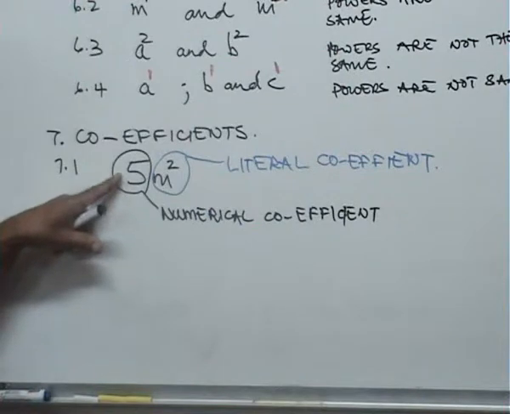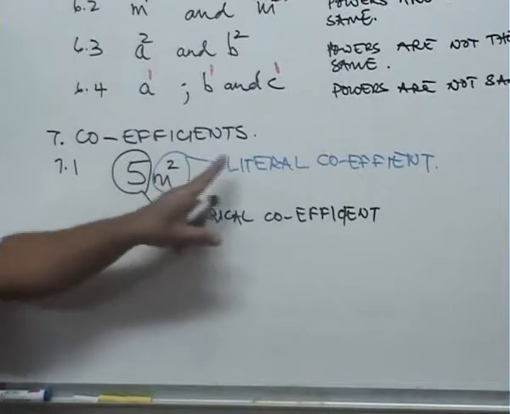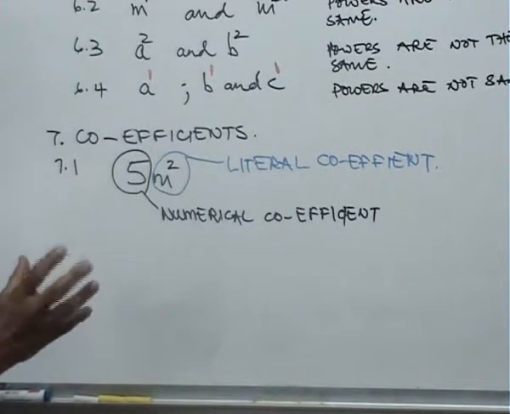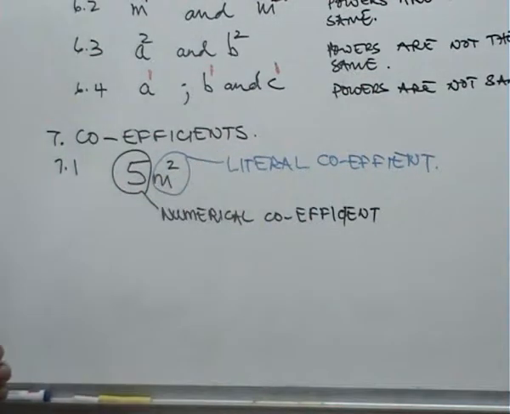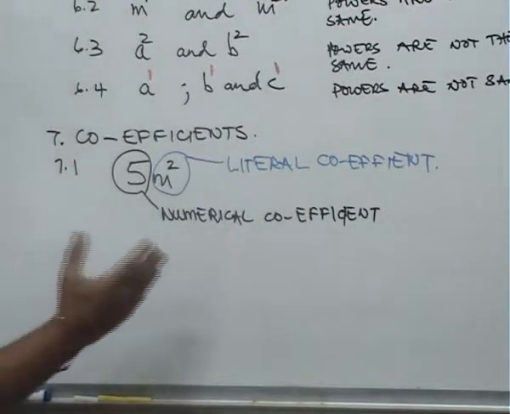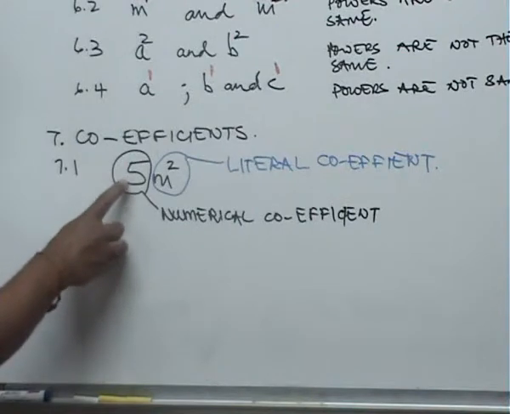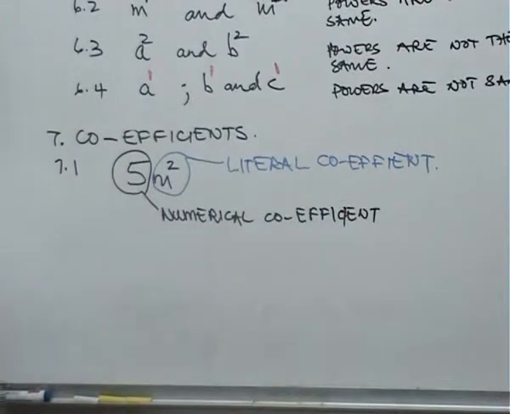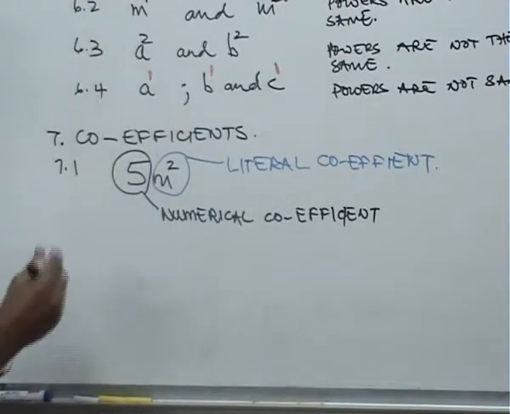The number is called the numerical coefficient, and the power is called the literal coefficient. But most of the time, we're going to be talking about number and power. These two words, we have to know, but when we're talking, we're going to be talking more in terms of power and number. But you must know this, because somebody can ask you, what is the literal coefficient? You'll tell m squared.